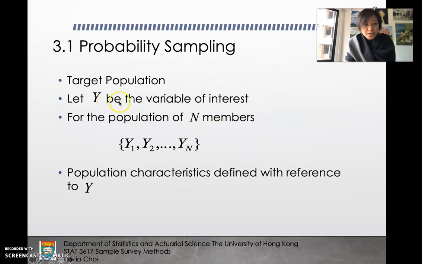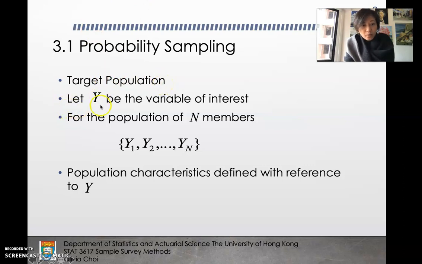First of all, we need to have a target population that we want to describe. For example, we want to describe the spending pattern of a particular estate. Let's say we want to know about the weekly spending pattern, or how much they spend, for those residents who live in Taikoo Shing. So we have a target population. We want to describe that.